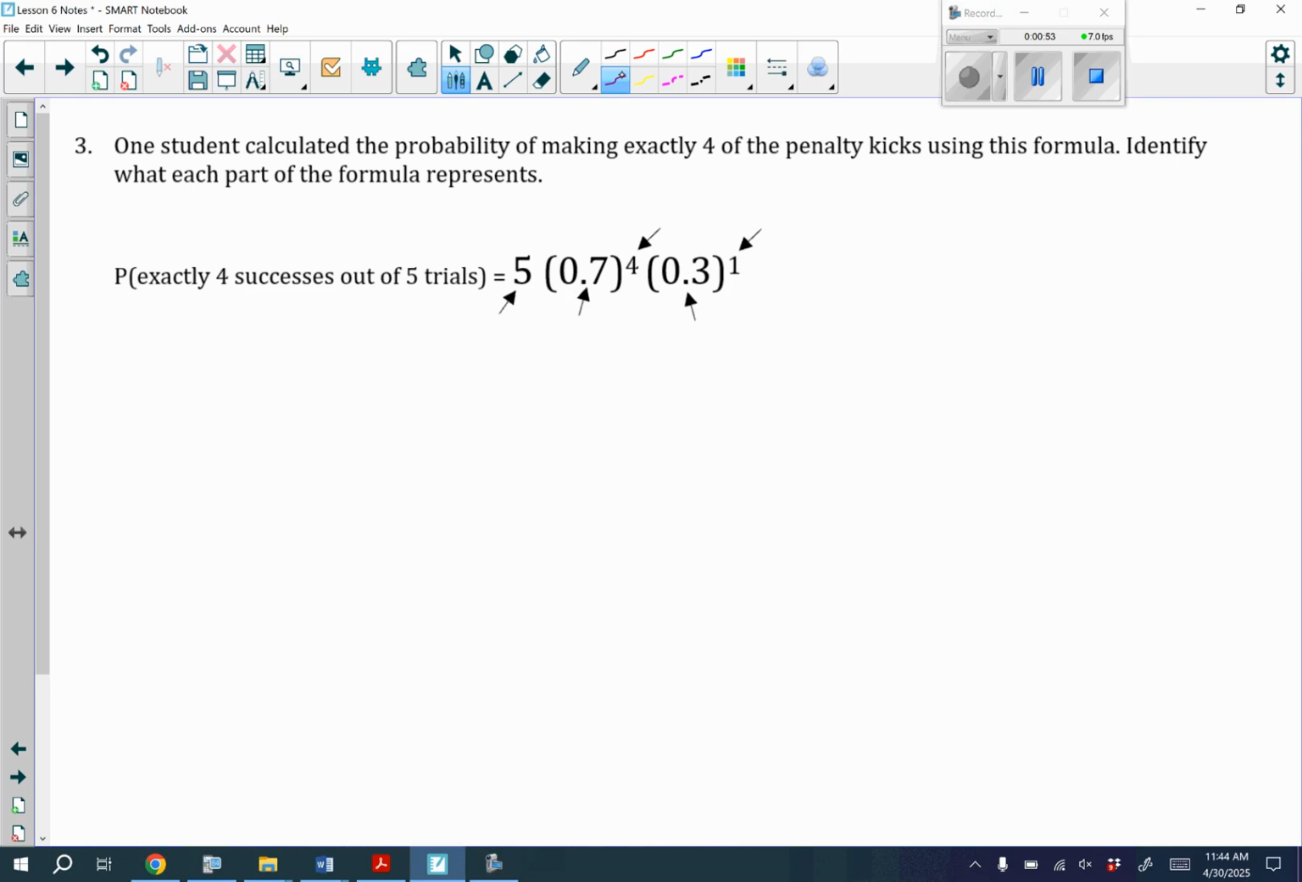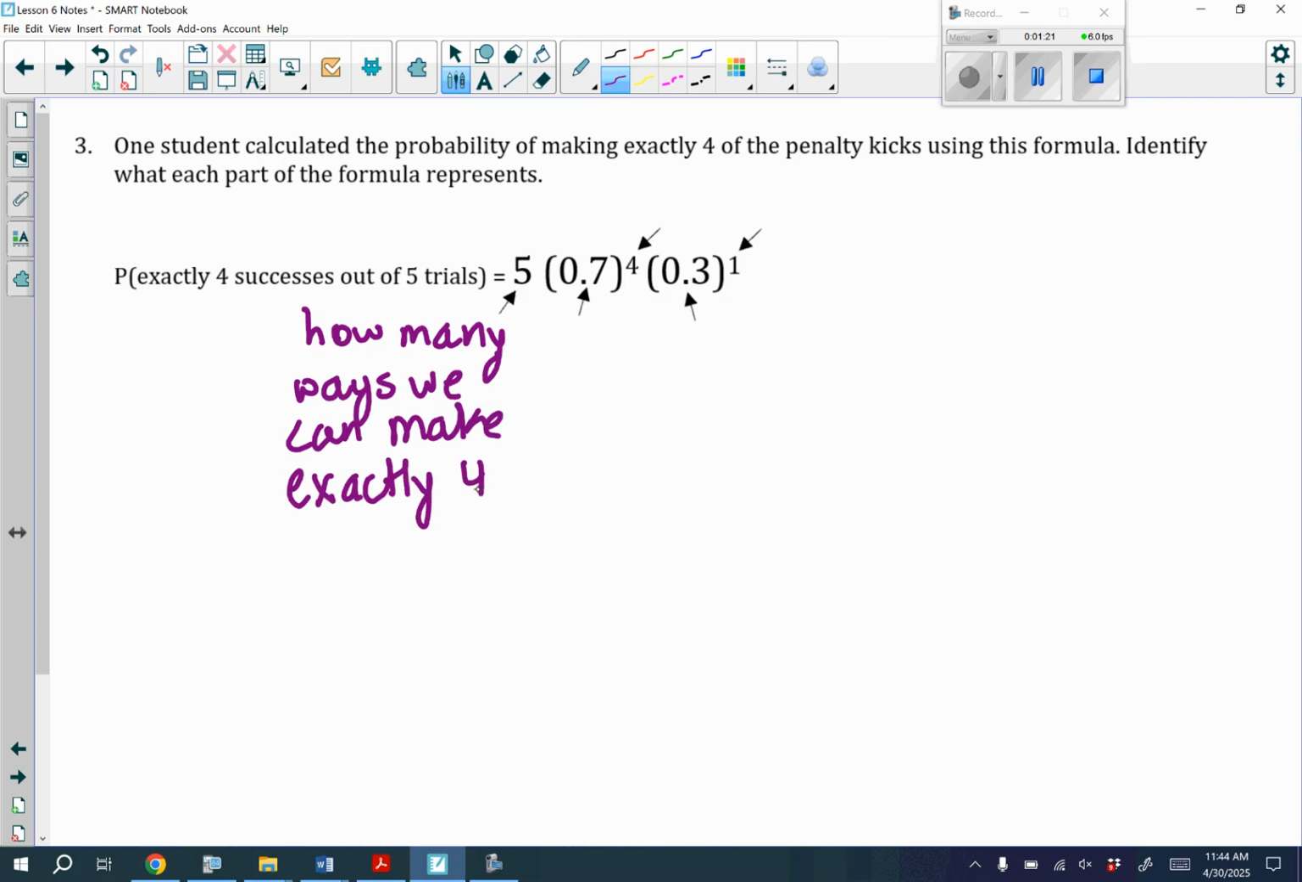Okay, let's see what she came up with. Now, what I see does not need to be exactly what you have on your paper. If it's kind of close to what I have, we're good to go. Okay, let's first talk about this 5. Now remember, there were 5 different ways that we can make exactly 4 penalty kicks. So what this 5 represents is how many ways we can make exactly 4 kicks. And you put penalty kicks, I'm just kind of writing, right?